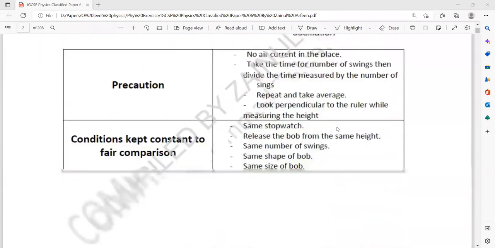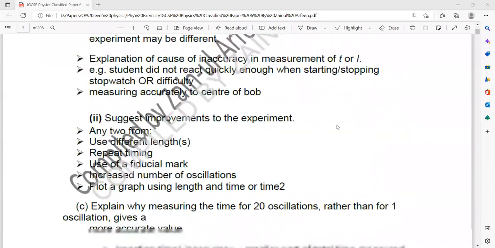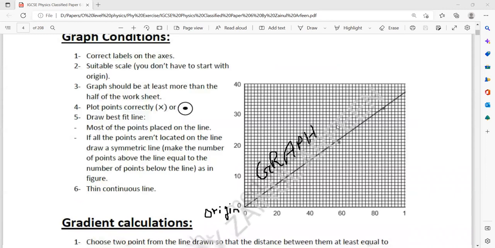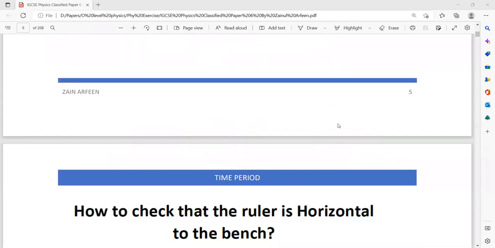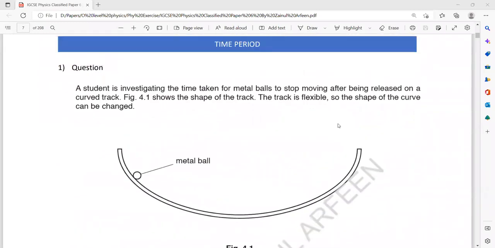These are the key notes, the key points which you should remember. When you start this, you should go through the key points first and then you will start the exercise. So question 1 is actually related to planning experiment.